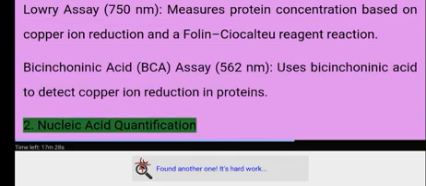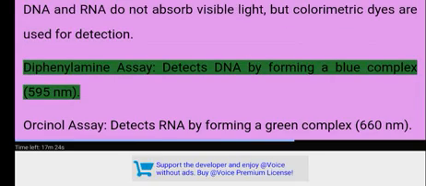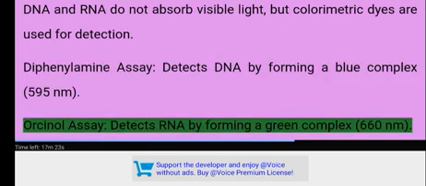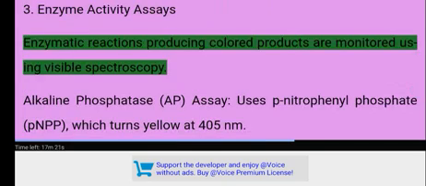2. Nucleic acid quantification. DNA and RNA do not absorb visible light, but colorimetric dyes are used for detection. Diphenylamine assay detects DNA by forming a blue complex, 595 nanometers. Orcinol assay detects RNA by forming a green complex, 660 nanometers. 3. Enzyme activity assays. Enzymatic reactions producing colored products are monitored using visible spectroscopy.